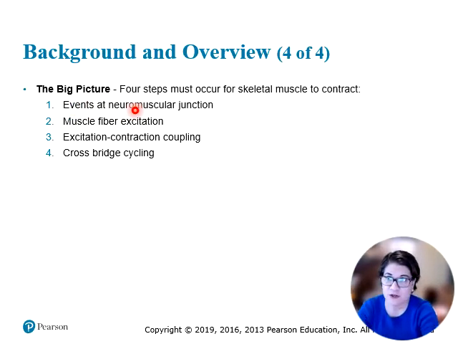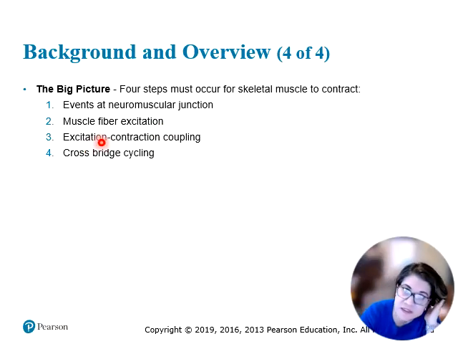Okay, so big picture. You have the neuromuscular junction releasing acetylcholine. The muscle fiber becomes excited. So it actually continues a nerve impulse. Like that nerve impulse goes through the muscle fiber too. You have this excitation contraction coupling, and then the calcium is released, and then that causes the myosin head to bind to the actin and pull it in.